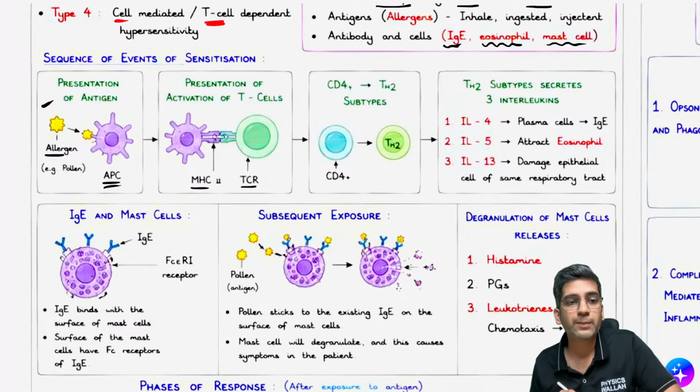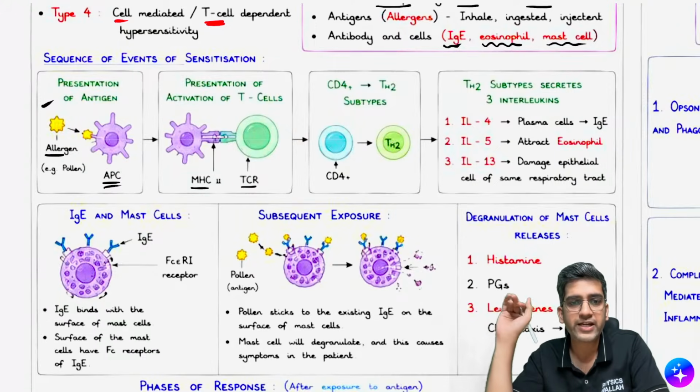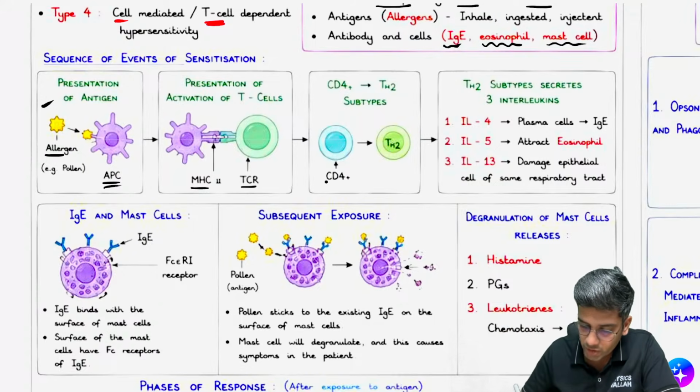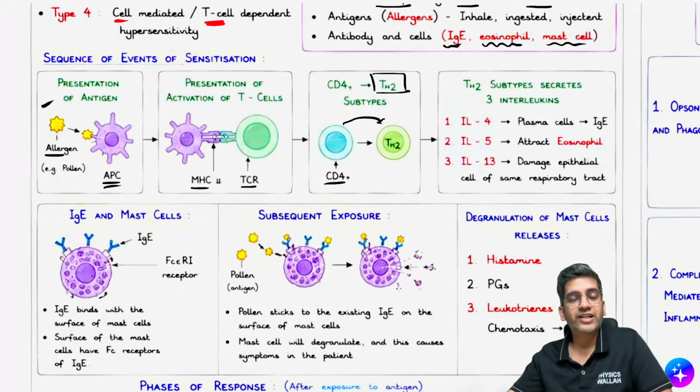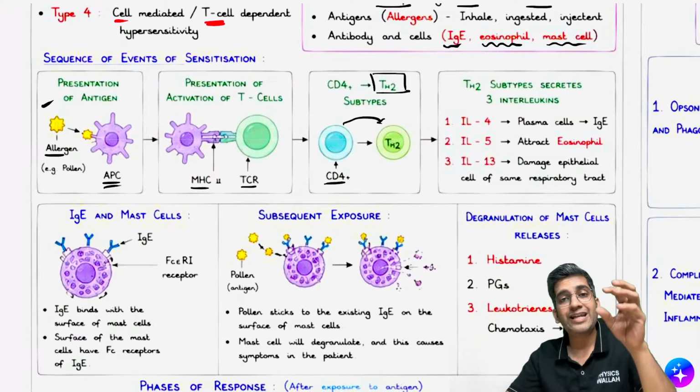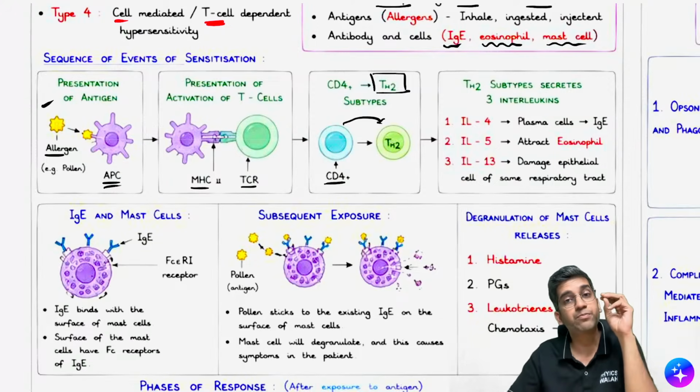Can anyone tell me what type of T cell this is? CD4 or CD8? It is CD4, perfect, right? So once the CD4 cell binds, it will be converted to the Th2 subtype. This is very, very important, right? So we have Th1, we have Th2, and we have Th17. The moment it goes to the Th2 subtype, automatically the Th2 T cells secrete multiple things.